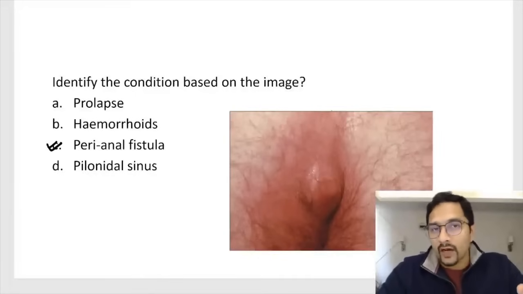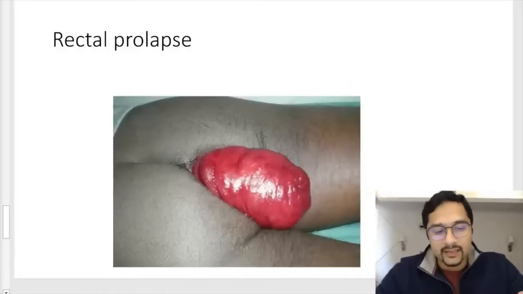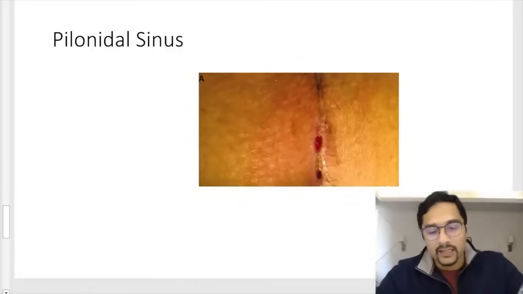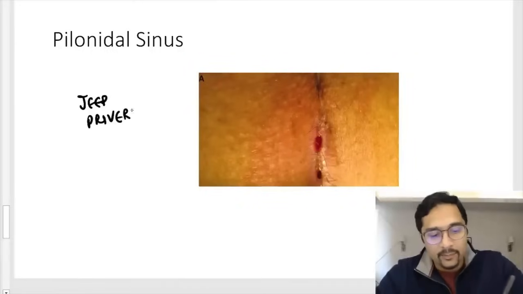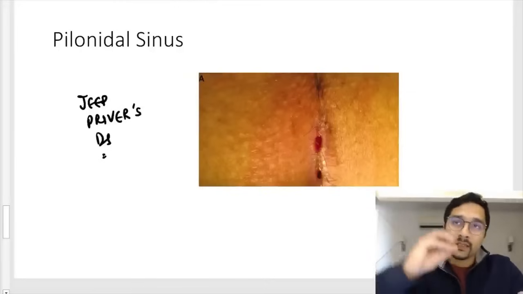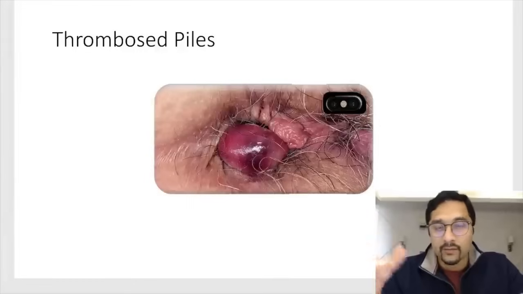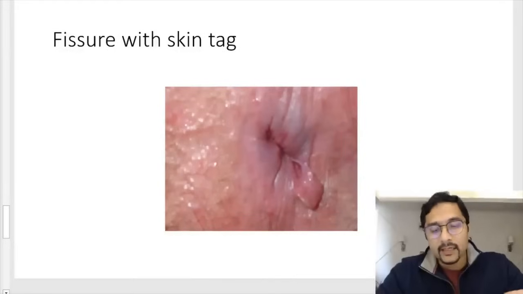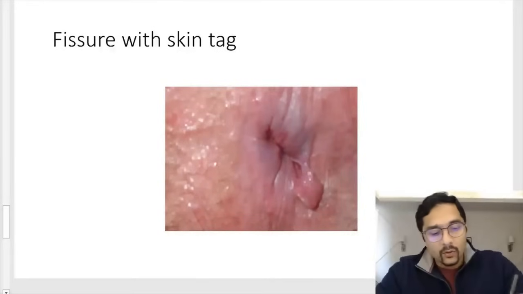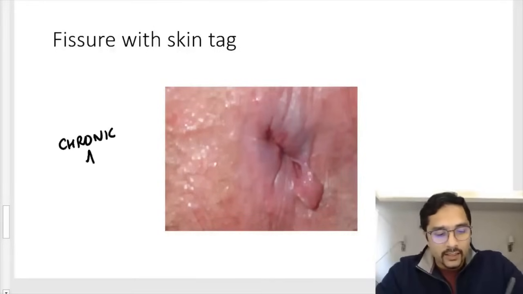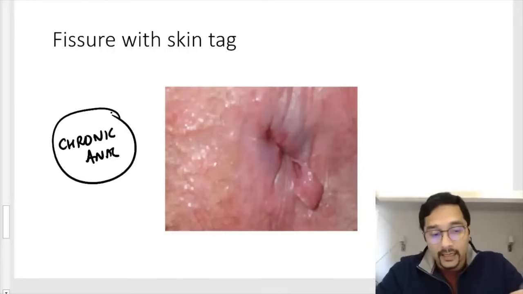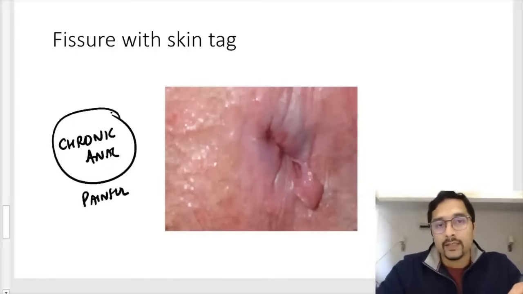I'll just show you the images of other perianal disorders which you should know about. This is rectal prolapse. This is pilonidal sinus, also known as Jeep driver's disease, where you can get multiple abscesses and sinuses, but they are in the natal cleft, not around the anus, but slightly above that. That is how you differentiate between a perianal fistula and pilonidal sinus. These are thrombosed piles. This is a fissure with a skin tag, and only in chronic anal fissures will you see a skin tag. This is going to be painful, whereas usually bleeding in hemorrhoids is painless.